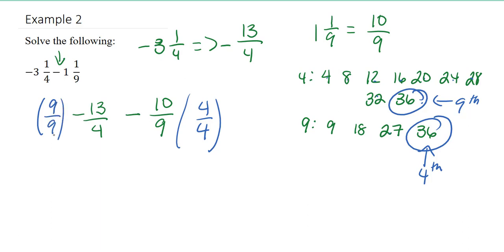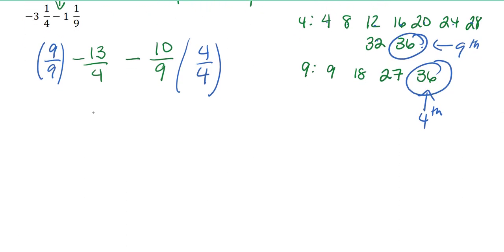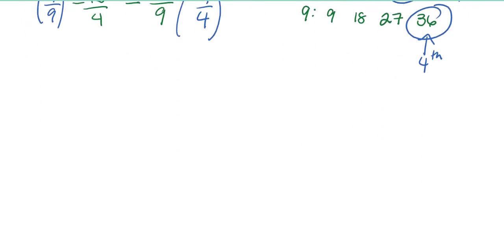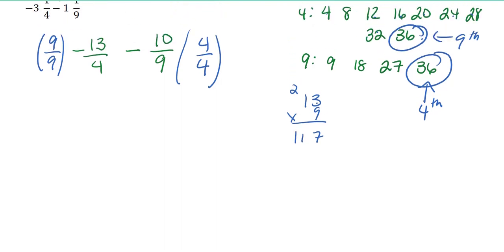And then we go ahead and multiply. So 9 times 13: 3 times 9 is 27, carry the 2, 9, and then 11. So we have 117 over 36 minus 10 times 4, so that's 40 over 36.